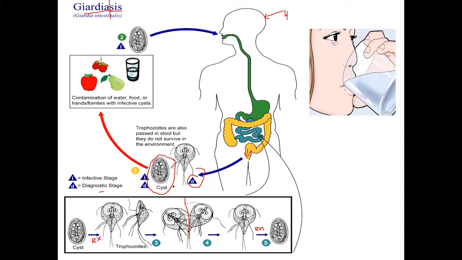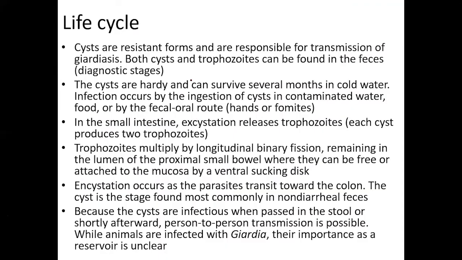And the infective stage is only the cyst. Only the cyst can infect another host, not the trophozoite. So the infective stage for giardiasis is the cyst, and the diagnostic stages for giardiasis are the cyst and the trophozoite. This is the life cycle. I'm not going to read this again. You can go through the slides.